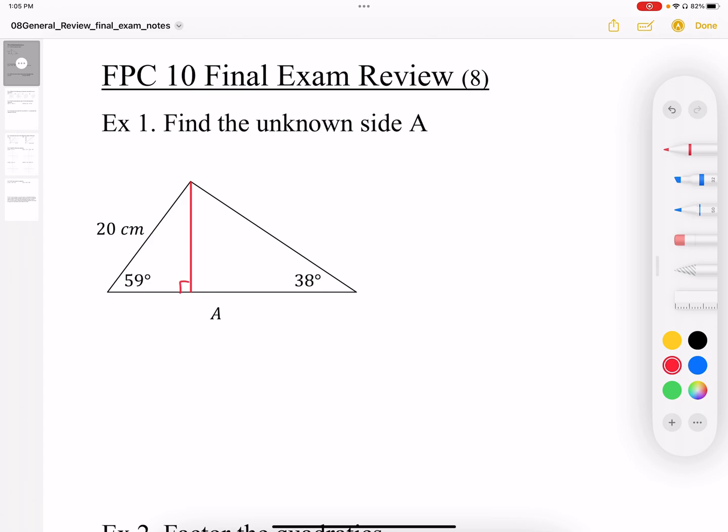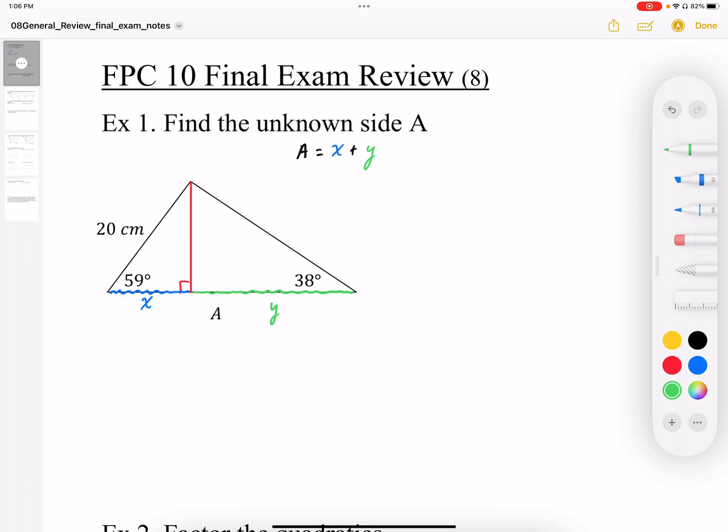Once we've done that, we can see that to get side A, I need to find some length of x here, and some length of y here. So this green line is going to have a length of y, and A is going to be equal to x plus y. So we're going to find x first.